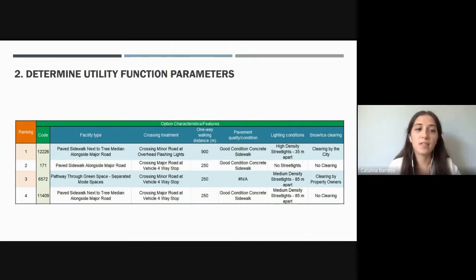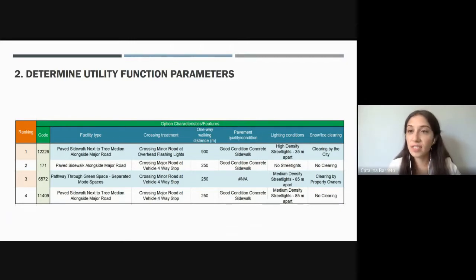Just from left to right, it's the facility type, so like the type of pathway, the crossing conditions, the walking distance that the user would have had to walk, the pavement quality or condition, so whether it's cracked or good, smooth, lighting conditions, including the lighting spacing or whether there wasn't lighting, and then whether that area was included in the snow and ice clearing plan.